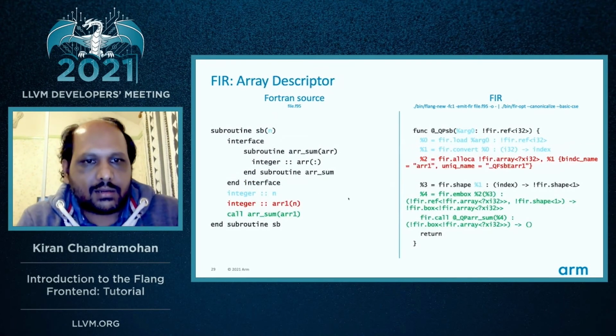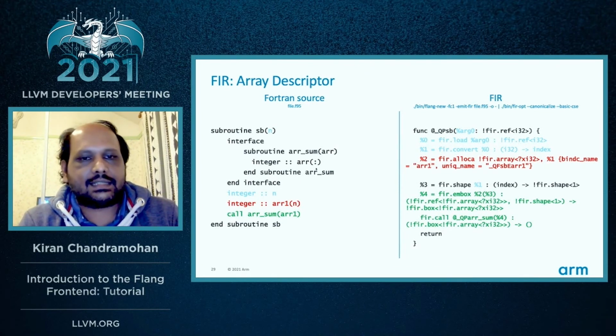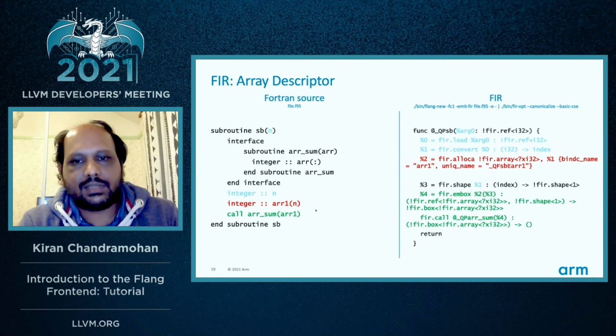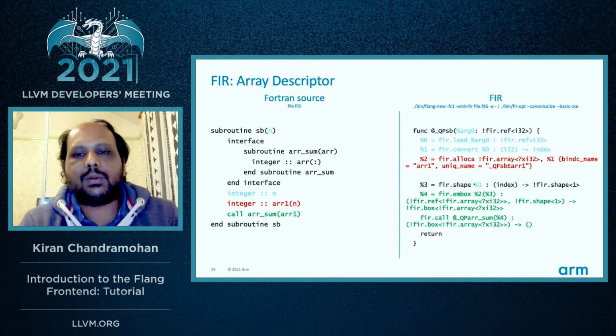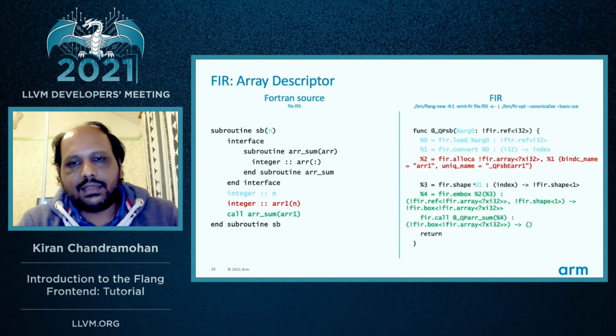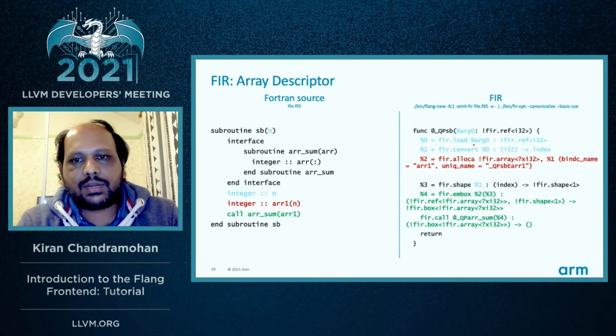Whereas in this example, arr_sum expects an array, but that array can be of any extent. It has to be of rank 1, but it can be of any extent. In this subroutine, we are passing an array, but its size is a parameter n, which is not known at compile time. It will only be known at runtime. On the right-hand side is the code corresponding to this. There is an alloca operation which allocates an array, but its size is not known. What we have in light blue color is the argument n, which shows the extent of the array.